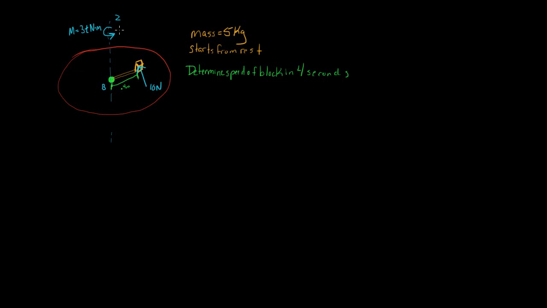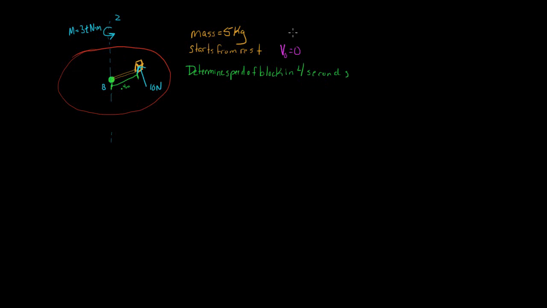Okay, so we have this block, and this block right here is attached to this ball and socket joint through this long rod. And what we're doing is we're applying this horizontal force of 10 newtons, and we're applying a moment that has a magnitude of 3t Newton meters. And we're told that the block starts from rest, so our initial velocity is equal to 0, and we're asked to determine the speed of the block 4 seconds after we apply these forces.